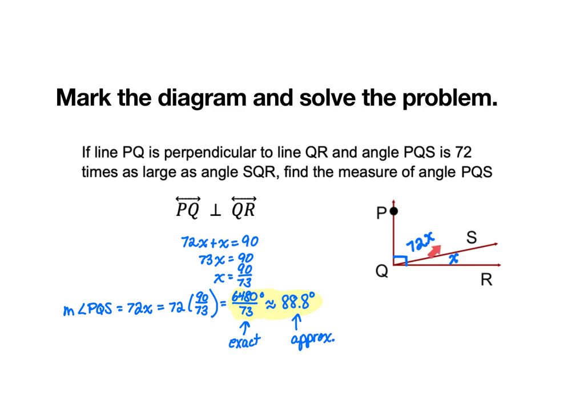So I'm going to solve for x, and then I'm going to plug back in to find the angle. So 72x plus x is 90. That means 73x is 90. x is 90 over 73. To find the measure of angle PQS, I plug back in 72 times 90 over 73. This is an exact fraction, or as an approximate decimal rounded, 88.8 degrees.